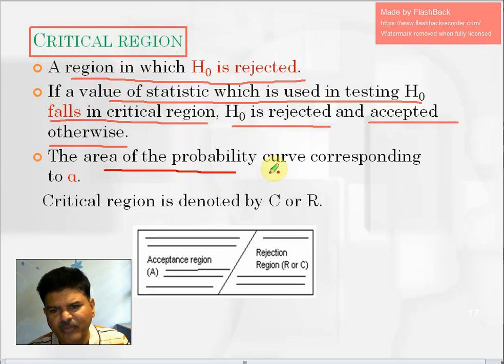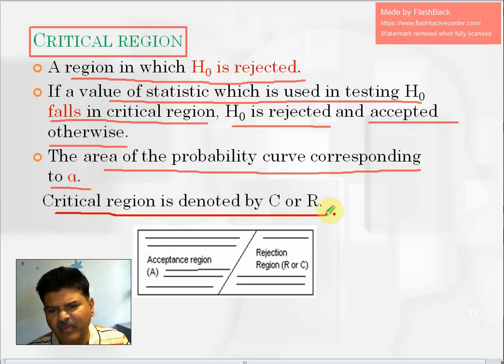The area of the probability curve corresponding to alpha is nothing but the critical region. A critical region is denoted by C. Suppose the value of the test statistic falls in this region, this is called the acceptance region. This is called the rejection region. Any alpha which falls in this region is nothing but the rejection region.